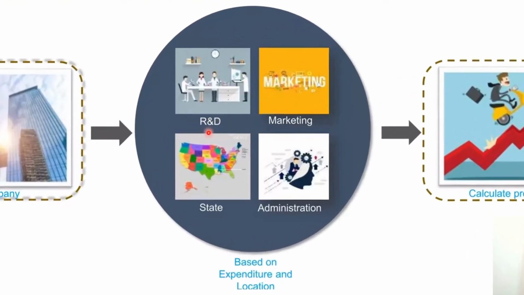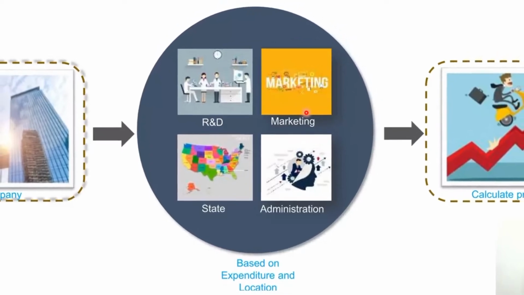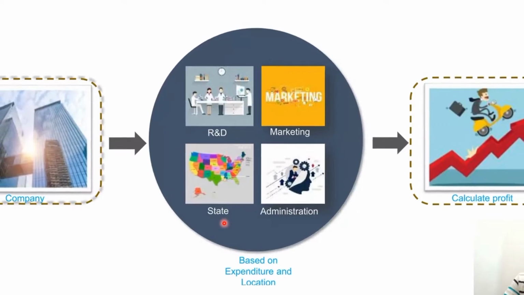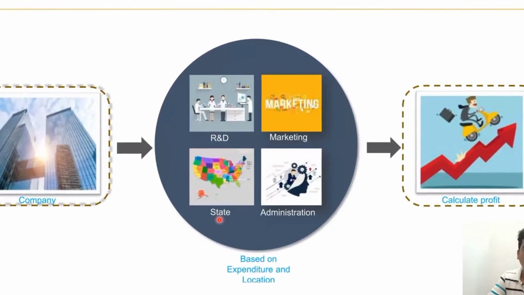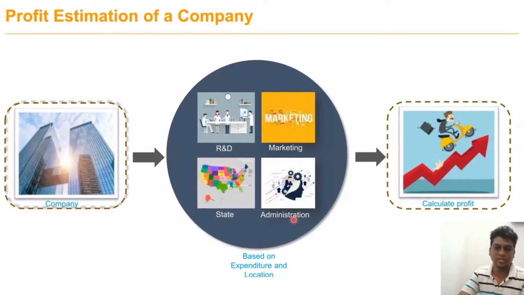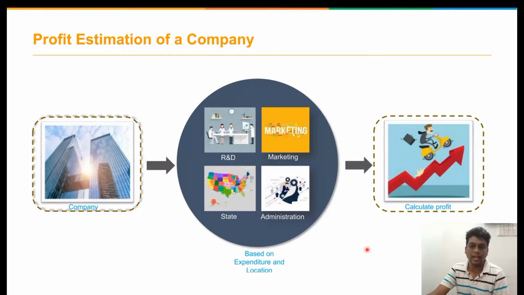The first one is the R&D department, the research and development department. The second one is marketing. The third one is their locations, where the company is located all around the world, and the final one is their administrative process. Based on these categories, we can calculate the profit of that particular company.